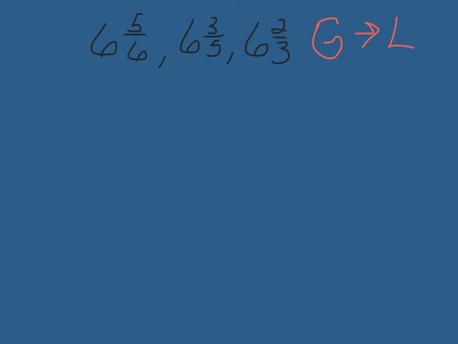Okay, so my first step will be, let me compare my whole numbers. 6, 6, and 6. That doesn't help. None of these fractions, 5/6, 3/5, 2/3, have a common denominator. So let me take a look at the denominators. 6, 5, and 3. All of them don't go into 6 evenly.